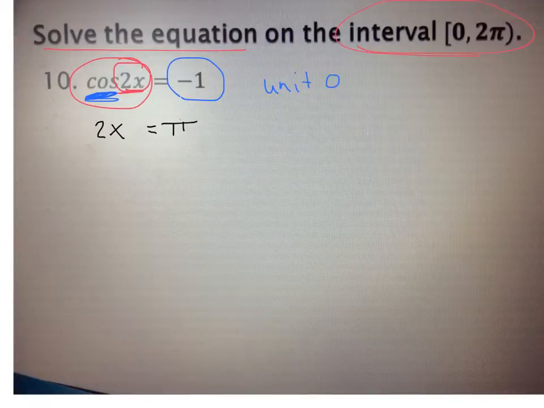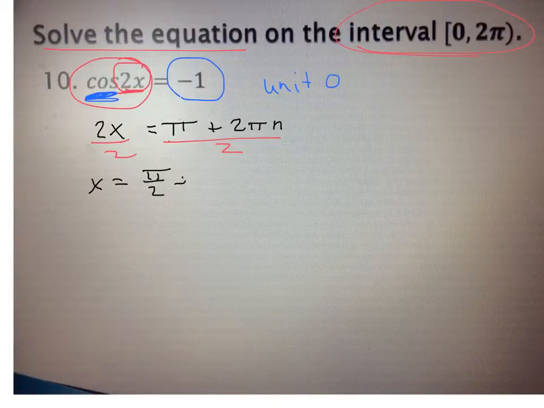Now we can start solving for x. So divide by 2. Oh, and actually I forgot. We are supposed to add on the period, so 2 pi n. All right, then let's continue. So divide both sides by 2. That means everything gets divided by 2, and I get x equals pi over 2 plus, and then see how our 2's cancel, and I get pi n.